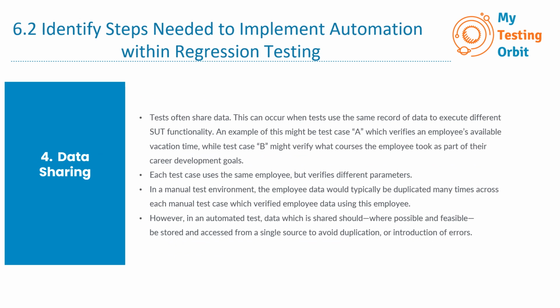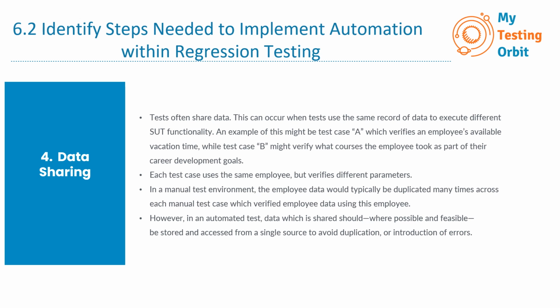Number 4, data sharing. Let's say that you are dealing with tests like checking how much vacation time an employee has or what courses they have taken for career growth. Now, often these tests use the same employee's info but check different things about that person. For example, in this scenario, employee ID and employee name will be the same. In the old manual way, every test might keep copying and pasting the same employee details over and over again. It's like writing down the same info repeatedly in different places, and that's a bit of a hassle.